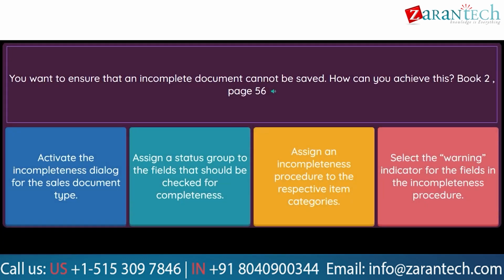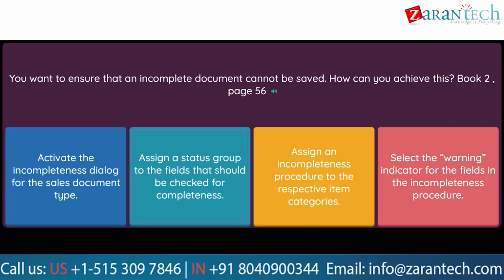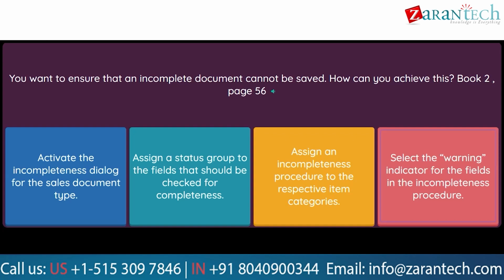Question, you want to ensure that an incomplete document cannot be saved. How can you achieve this? Book 2, page 56. Option 1. Activate the incompleteness dialog for the sales document type. Option 2. Assign a status group to the fields that should be checked for completeness. Option 3. Assign an incompleteness procedure to the respective item categories. Option 4. Select the warning indicator for the fields in the incompleteness procedure.